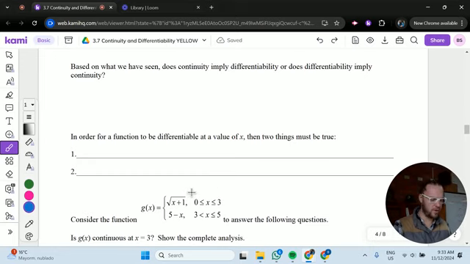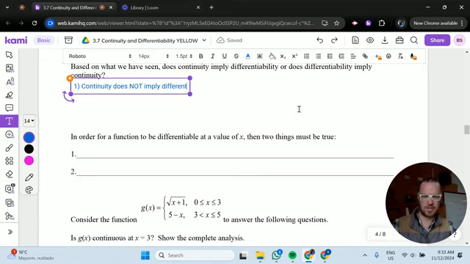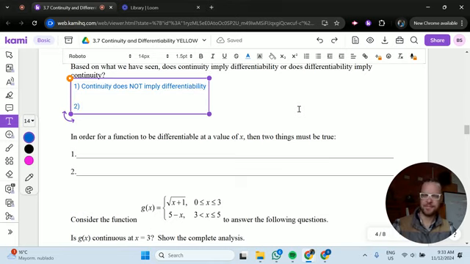Okay, so based on what we've seen then, what does this mean? Well, it's the logic statement I said. Continuity does not imply differentiability.